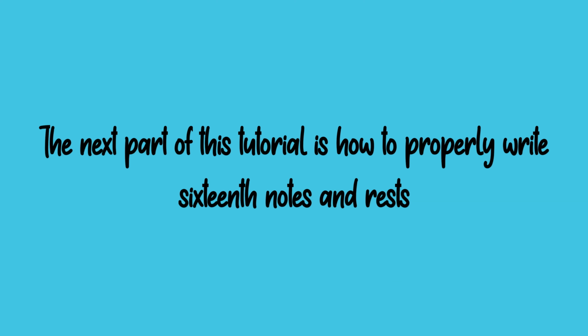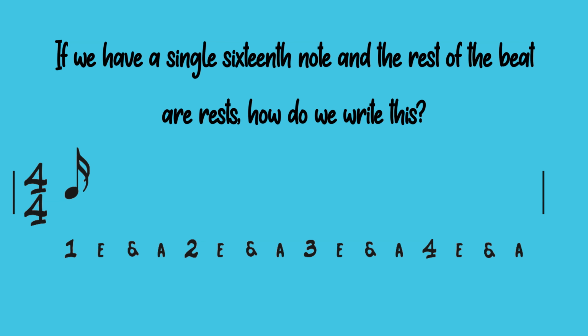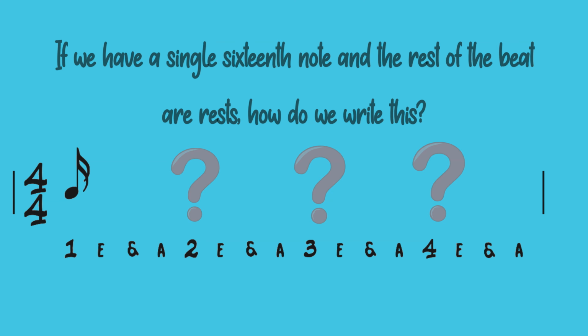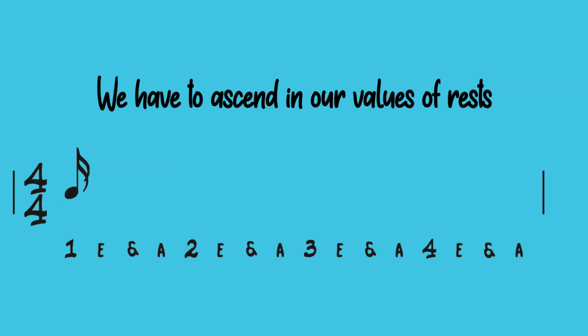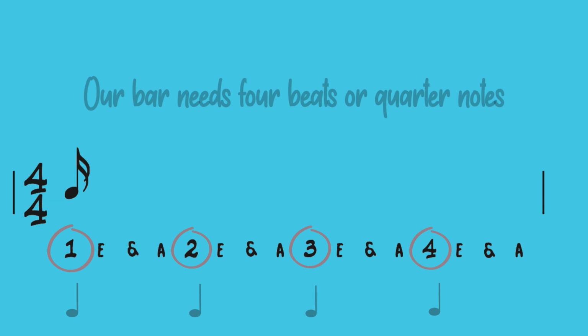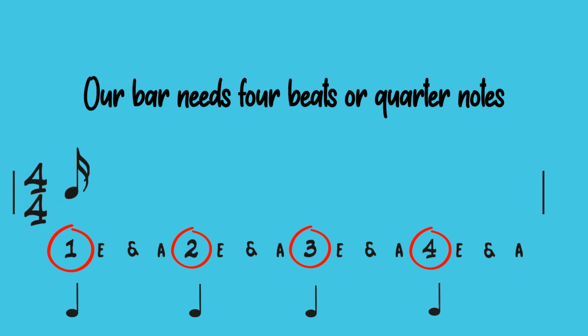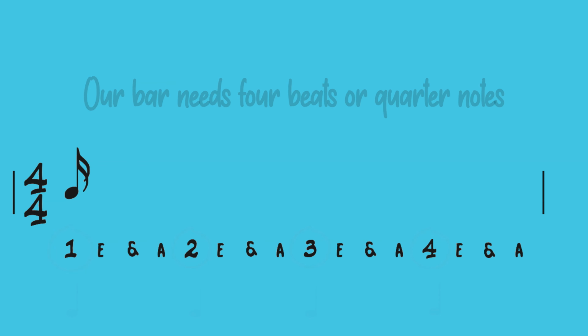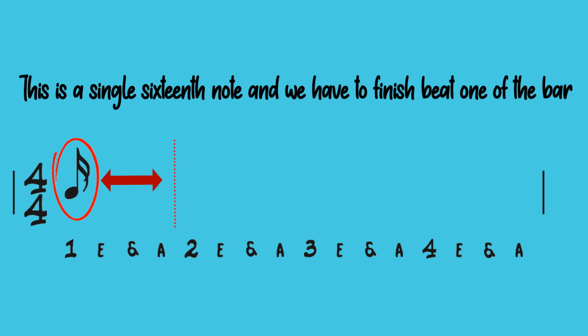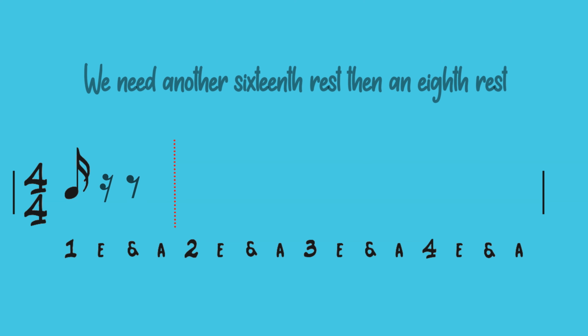The next part of this tutorial is how to properly write 16th notes and rests. If we have a single 16th note and the rest of the beats are rests, how do we write this? We have to ascend in our value of rest. Our bar needs 4 beats or 4 quarter notes. This is a single 16th note, and we have to finish beat 1 of the bar. We need another 16th rest, then an 8th rest.